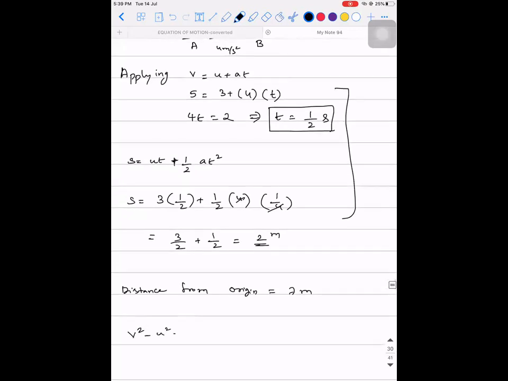See, instead of doing these two steps, what you could have done is you could have applied v square minus u square is equal to 2as also. You get the same answer. V square is 25 minus u square is 9 is equal to 2 into 4 into s. So 25 minus 9, 16, is equal to 8 into s. S would be 2 meter. There's an alternate. This is simpler actually.